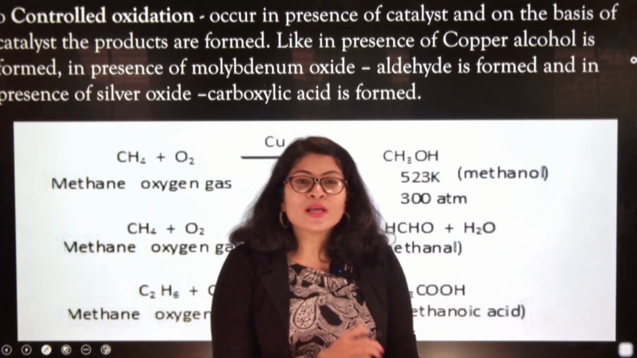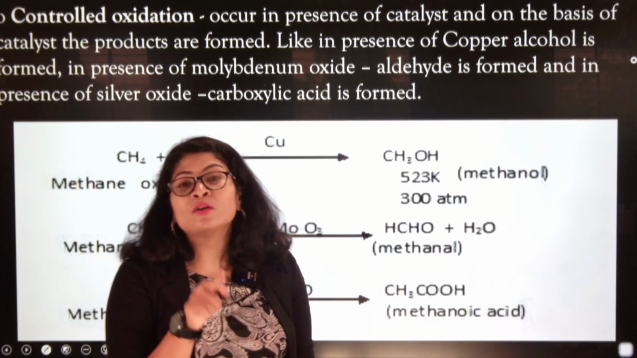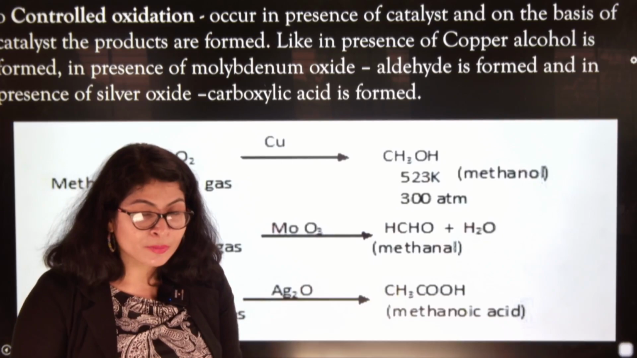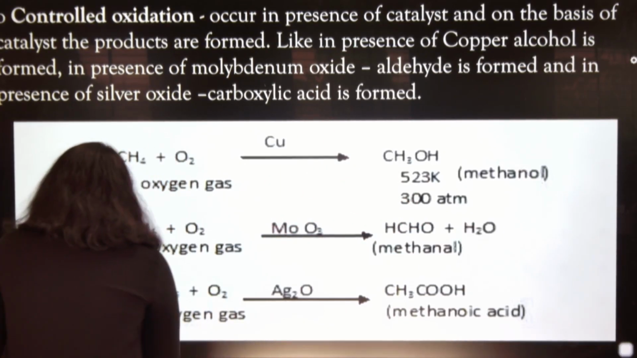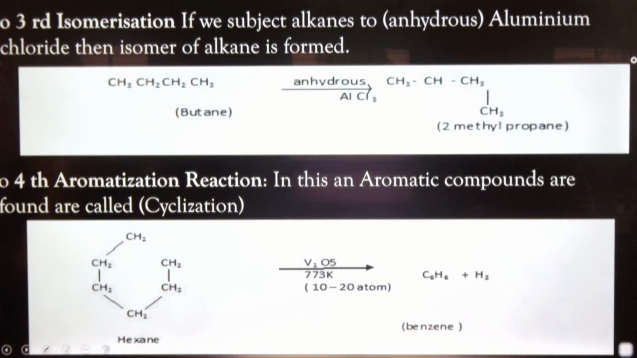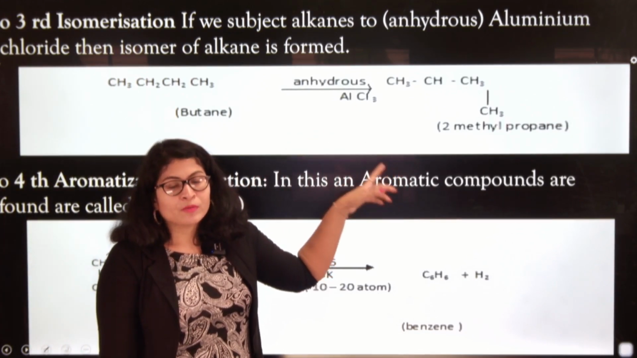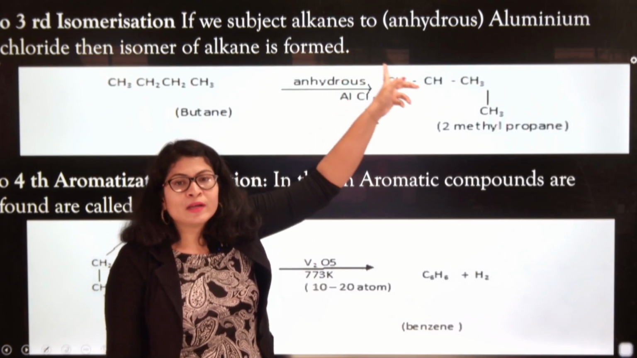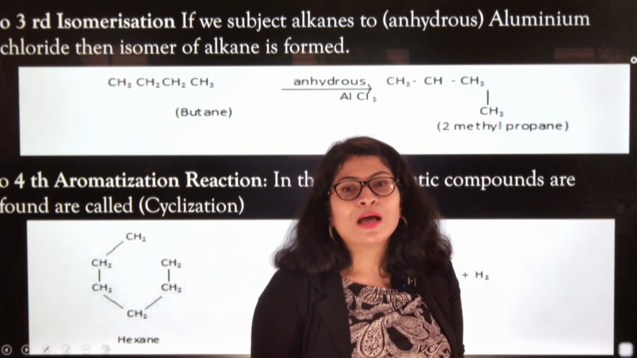Okay. So controlled oxidation occurs in the presence of a catalyst, and the catalyst is the deciding factor for the products formed. Depending upon the catalyst only, the products will differ. Next is isomerization reaction. Now what happens? If we subject alkanes to anhydrous aluminium chloride, AlCl3, then isomers of alkanes are formed. First, if butane is subjected to reaction with anhydrous AlCl3, it will form 2-methyl propane.